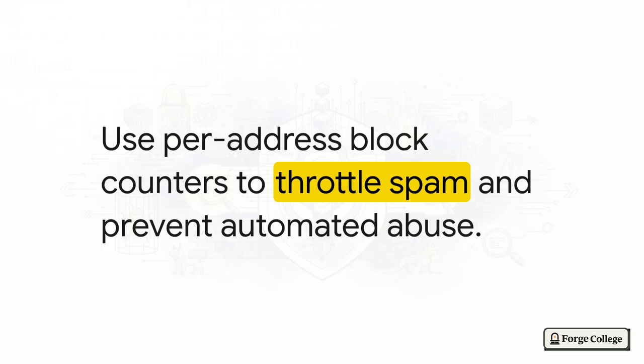But by utilizing per address block counters, literally just recording the last block number and address interact with us, we can throttle that spam and reject rapid automated abuse. It's a super cheap, highly effective sensor that keeps the whole machine running smoothly.